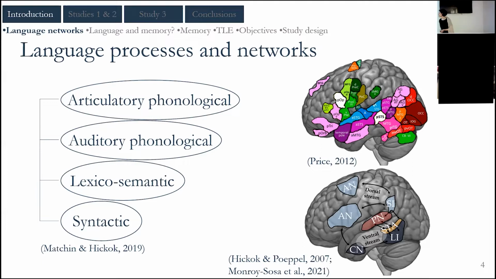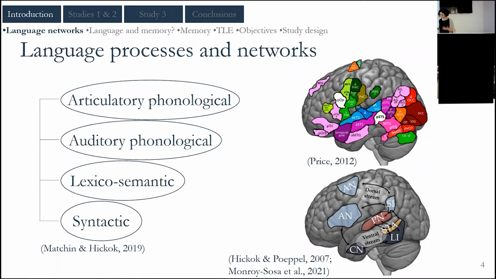Then auditory phonological processing or speech perception, represented by a network of regions in the superior temporal region. Lexicosemantic processing is supported by the ventral stream, a vast network of regions presented here in pink that spread through temporal, parietal, and inferior frontal regions. And syntactic processing is supported by various regions, especially posterior medial temporal regions.